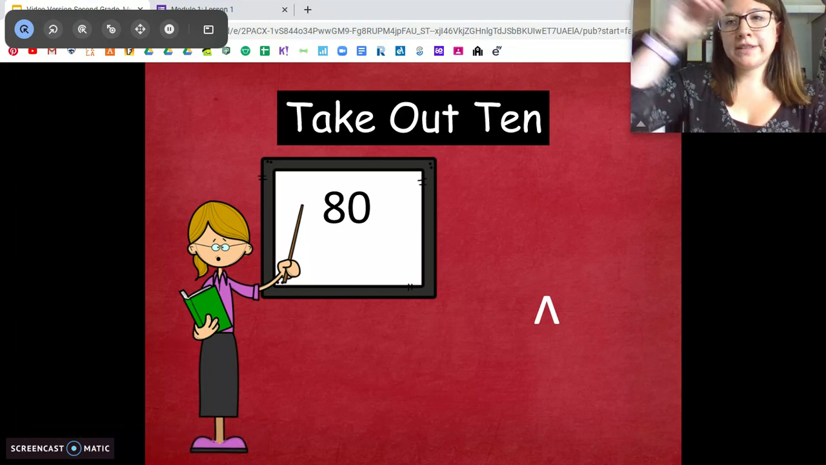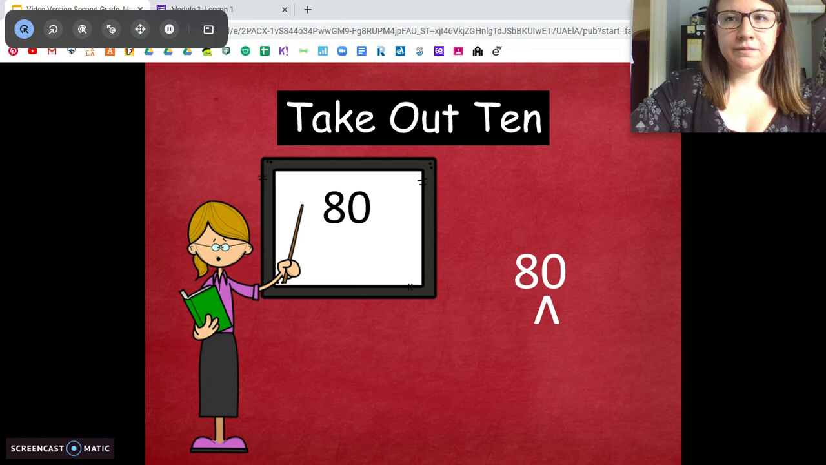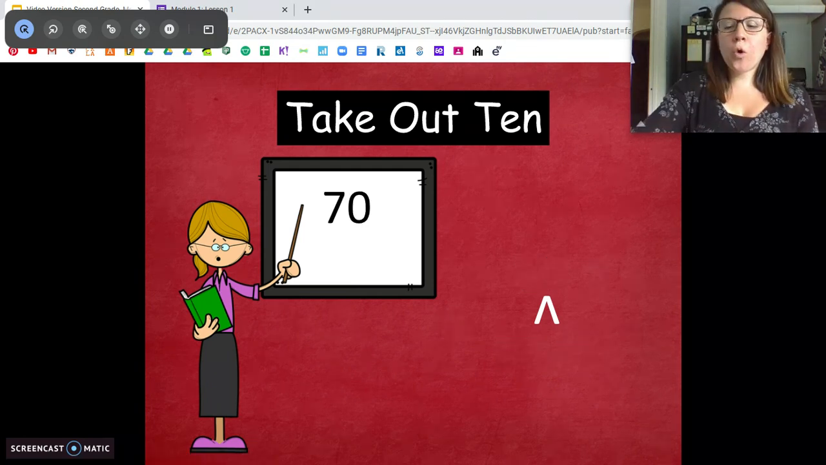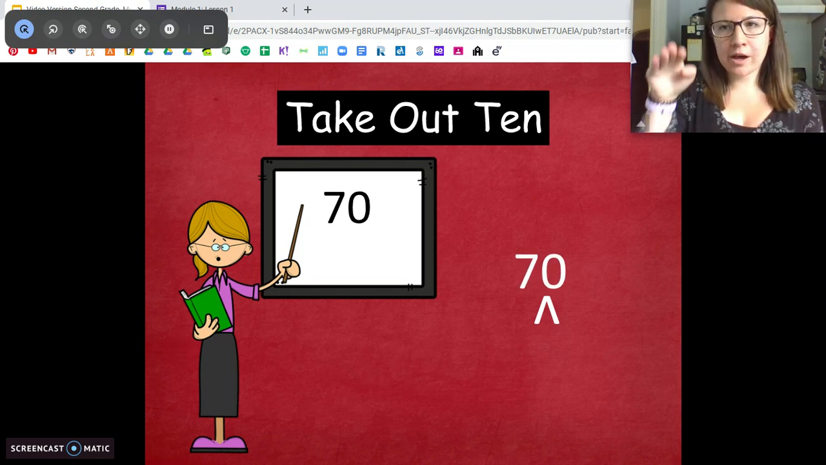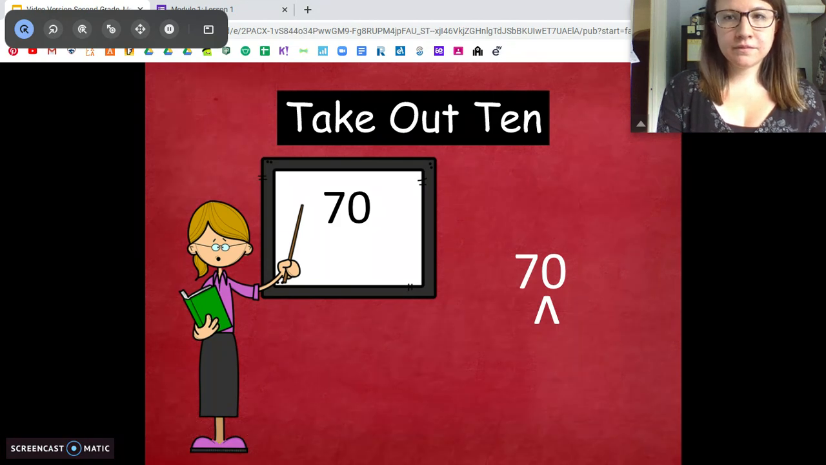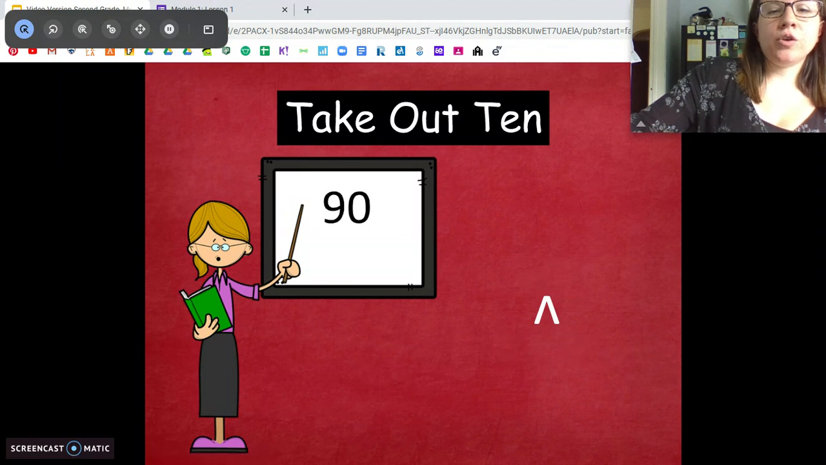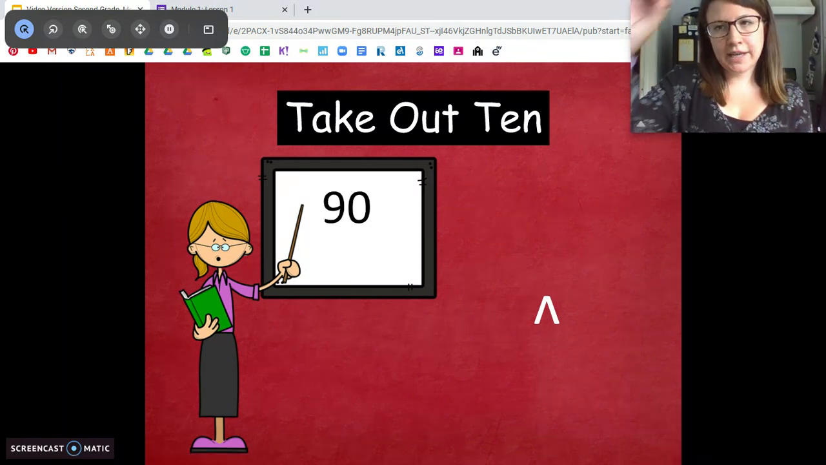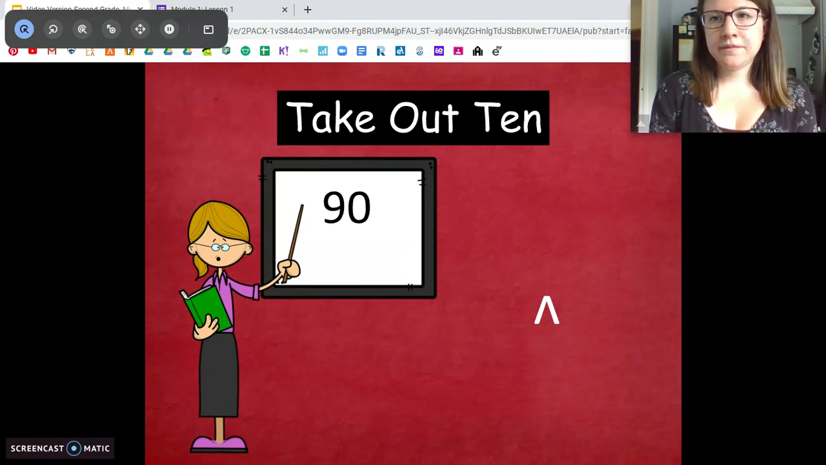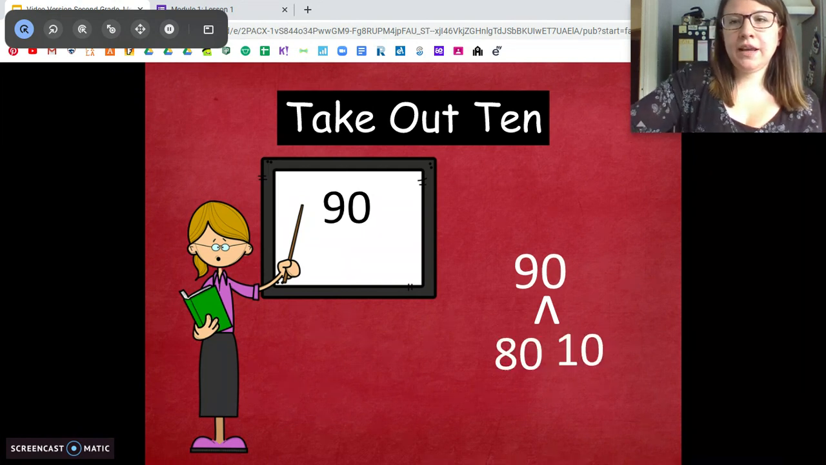Next one. Whole is 80. Unpause when you're ready. Should have a 70 and a 10. Whole is 70. What are your two parts? Pause the video. Finish your number bond. Good. One part is 10. The other part is 60. Your whole is 90. Pause the video. Take out 10 in your number bond. What's the other part going to be? Whole is 90. One of your parts is 80. One of your parts is 10.